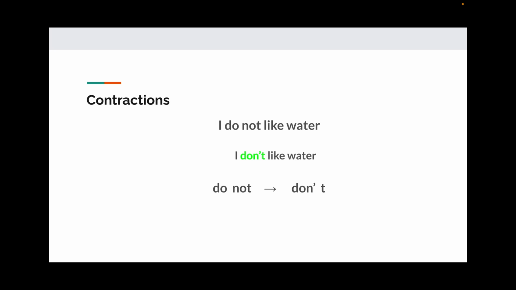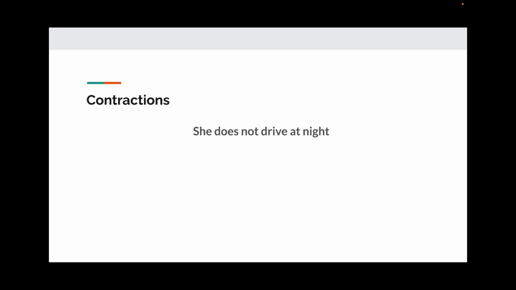Let's look at another sentence with does not. She does not drive at night turns into, with doesn't, she doesn't drive at night. Again, we have no O in between the N and the T with the contraction. Excellent.